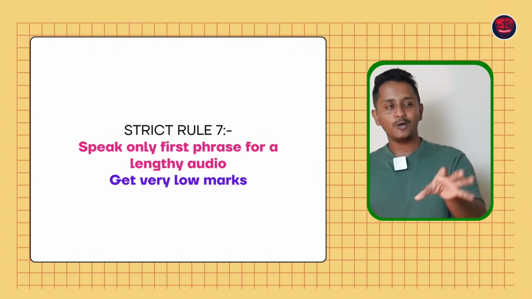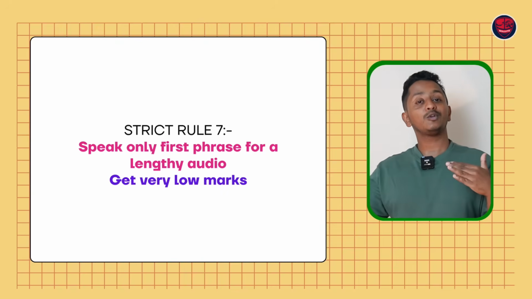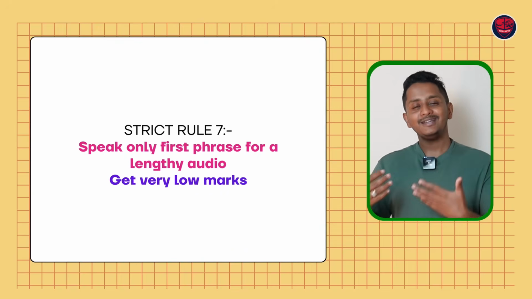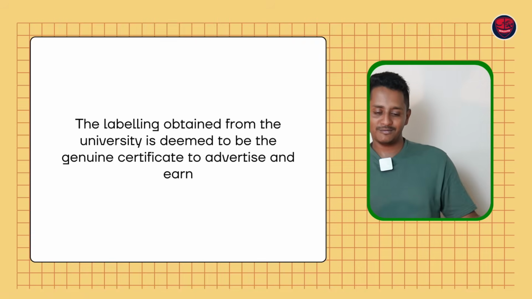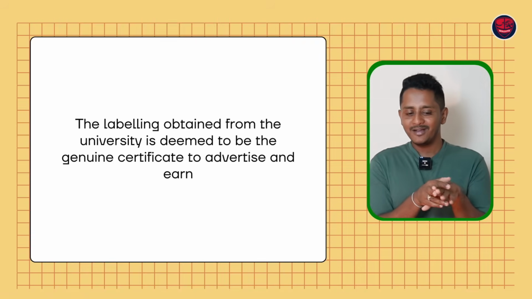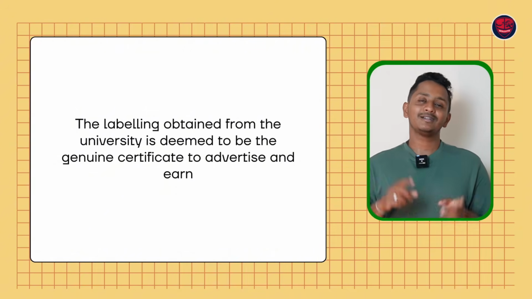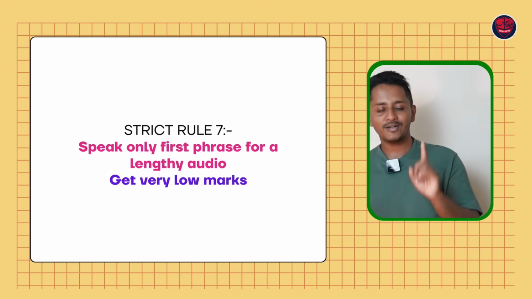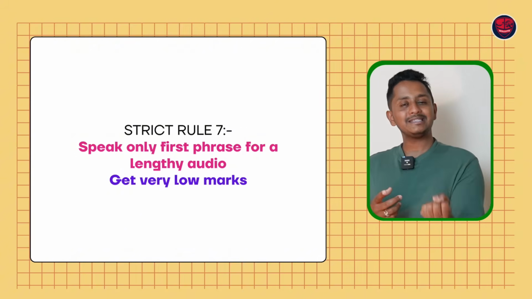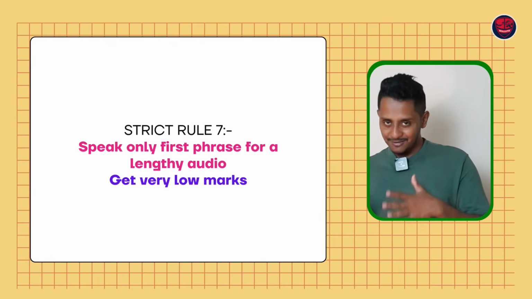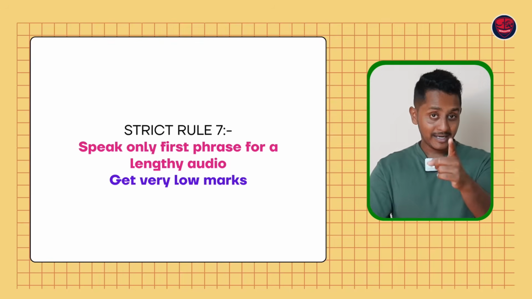But now speaking only the first phrase for a lengthier audio also will give you low scores because you're not maximizing the content and you're speaking less than 50%. If there is the same question, "The labeling obtained from the university," and you just end it, only 1, 2, 3, 4, 5, 6 words are matching, 14, 16 words are there, this is also going to be 0. Remember the strict rules. You got to understand them and trick the software by speaking 60-70% at least to be on the safer side, or precisely 50-60%. You speak less, you are getting tricked.